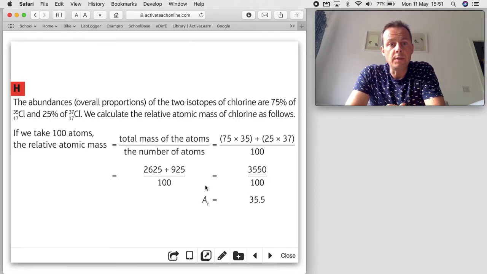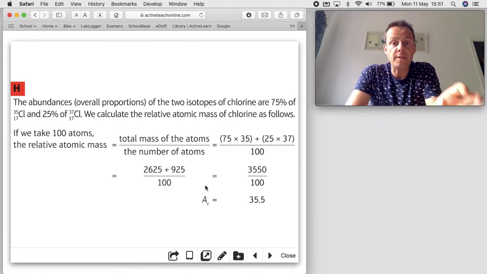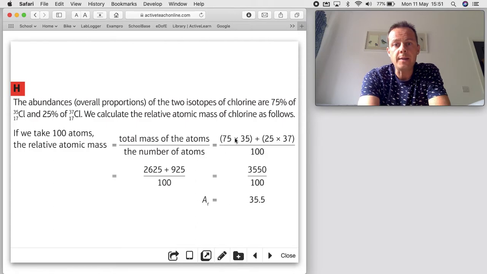So we'll first of all deal with chlorine 35. We know we've got 75% of chlorine 35, so we'll multiply 75 by 35. We then need, because we're working out the total mass of the atoms, to add that to the numbers of chlorine 37. So we know we have 25% of chlorine 37 and the mass is 37. That will then give us the total mass of our atoms. We divide that by 100, which is the total number of atoms because we've been looking at percentages, and that will give us our value of 35.5.